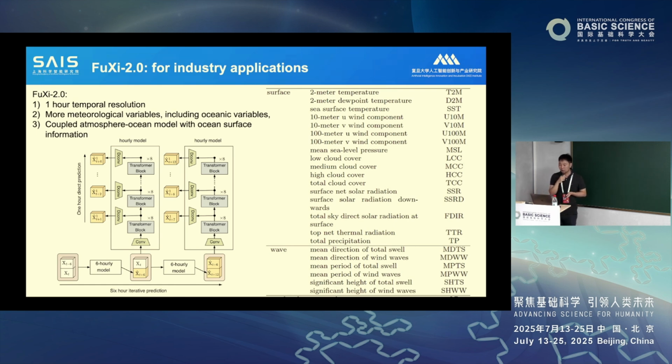And so for practical applications, we include more variables in our outputs, such as the 10-meter and 100-meter wind speed for wind energy forecasts, solar irradiance for solar power forecasts, oceanic variables for marine shipping, and so on. And it is a relatively preliminary version of a coupled atmosphere-ocean model with some ocean surface information. And this coupling is quite important for tropical cyclone forecasts because a tropical cyclone involves processes not only from the atmosphere but also from the ocean.